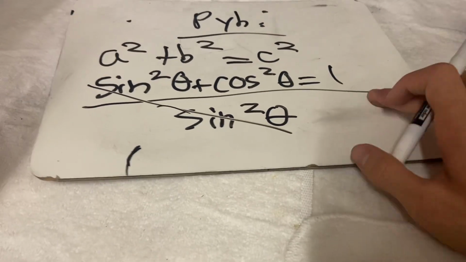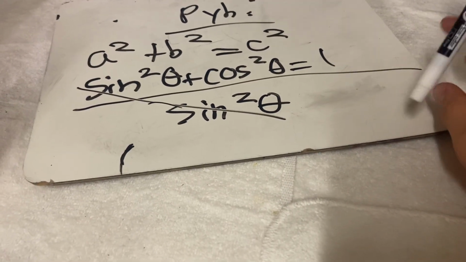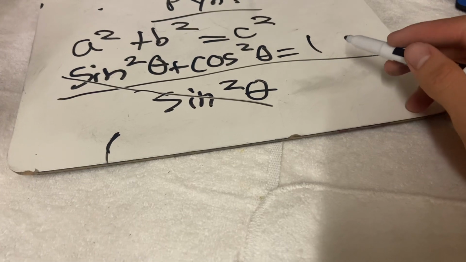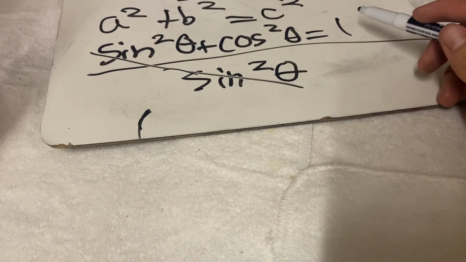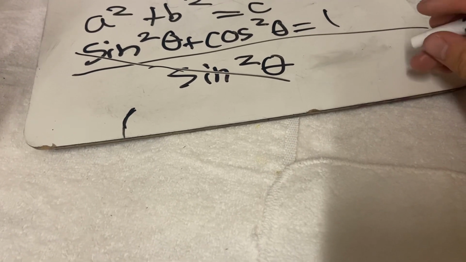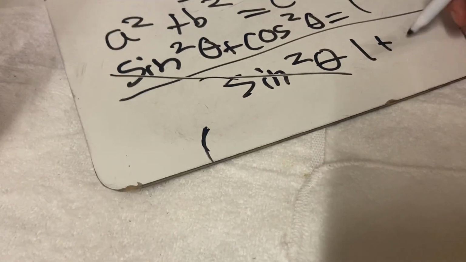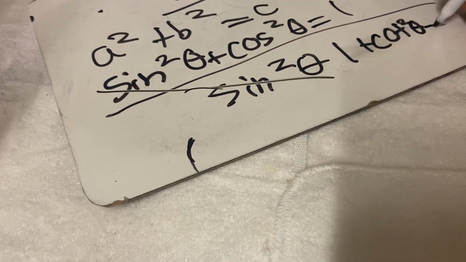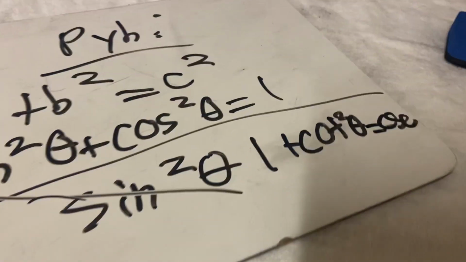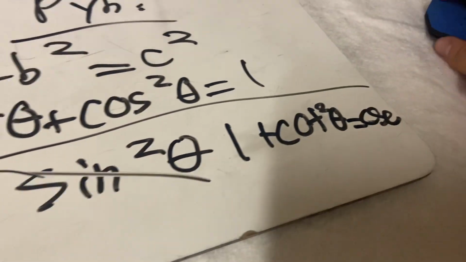I'm going to run out of battery soon. And then 1 over sine squared theta would just be cosecant squared. So here's what it would look like: 1 plus cotangent squared theta equals cosecant squared theta. I should have gotten a bigger whiteboard, but this is all I got.